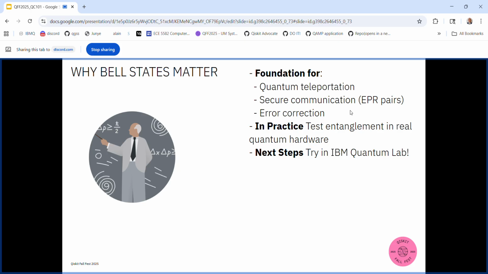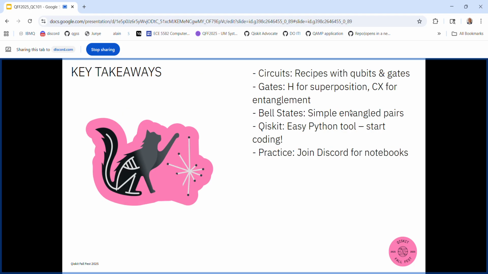Another practical thing in practice is to test entanglement in quantum hardware. We'll apply these Bell states to understand the noise that's happening on our quantum hardware. And that quantum hello world has instances of these Bell states included.